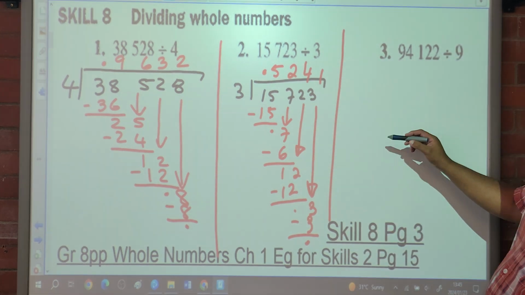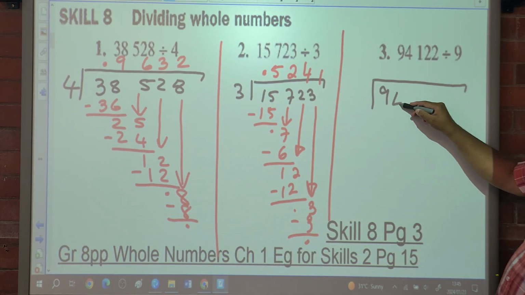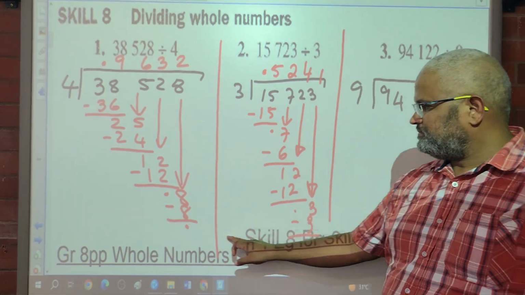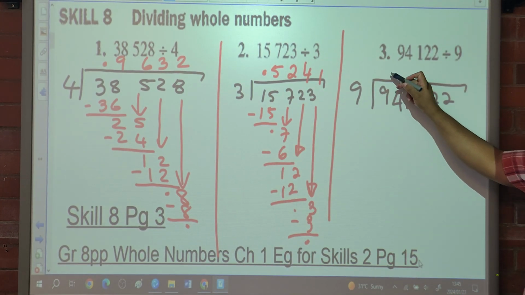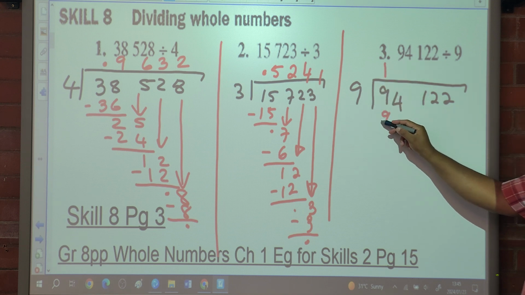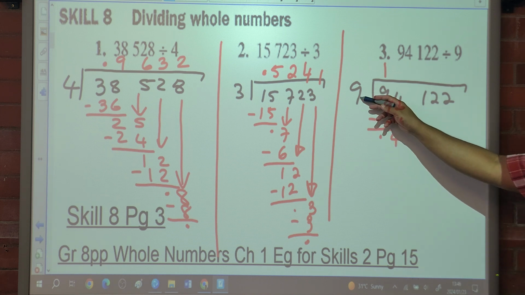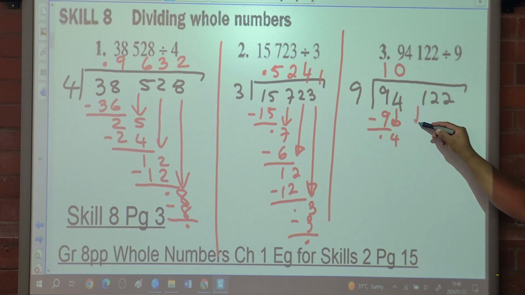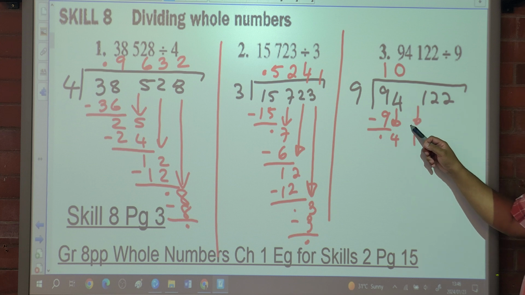Look at number 3. 94,122 divided by 9. Is 9 going into 9? Yes. 9 multiplied by 1 is? Subtract again. Bring down the 4. Okay, 9 going into 4? How many times is 9 going into 4? 0 times. So I bring down the 1, the number is now 41. Otherwise you could have said 0 times 9 is 0, and then minus and I get 4. Bring down the 1, I get 41.